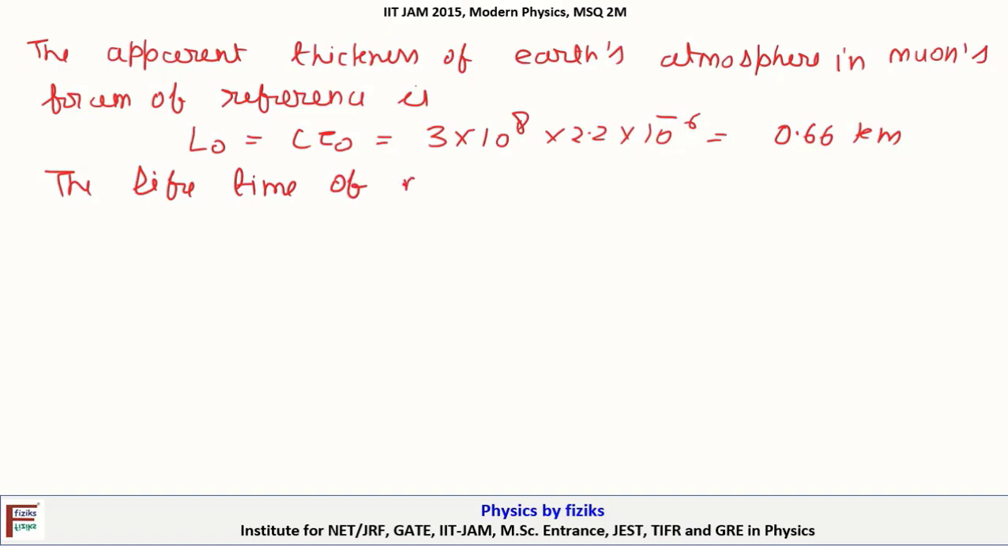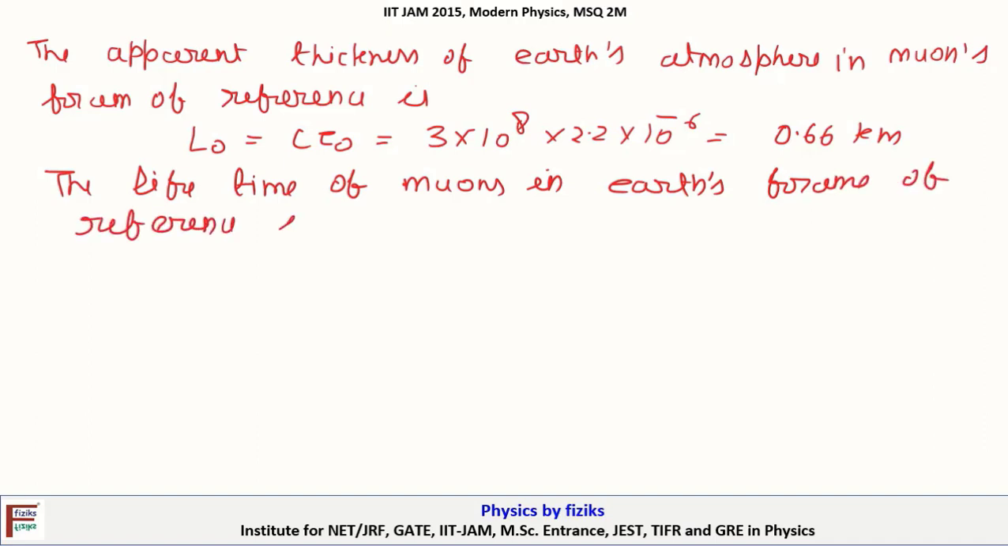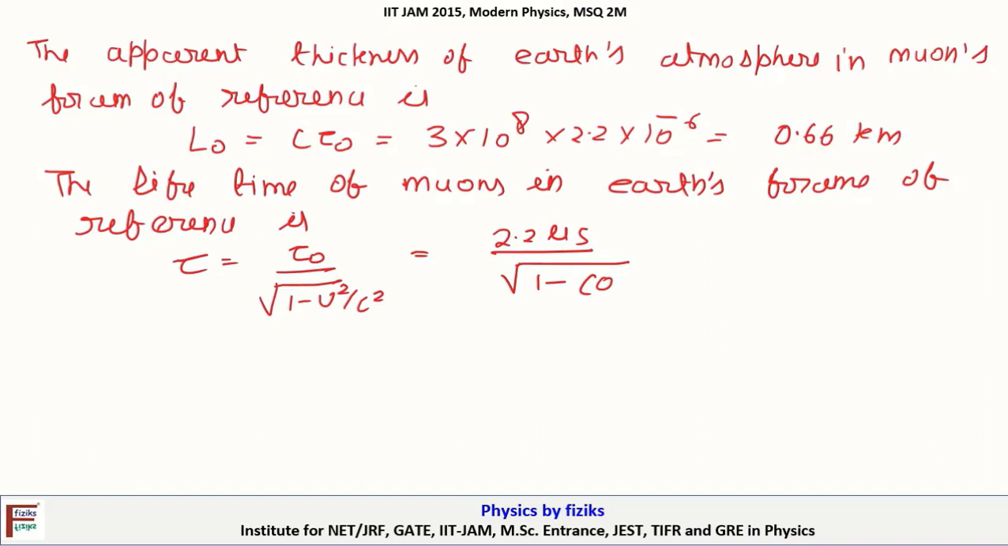The lifetime of muons in Earth's frame of reference is tau equals tau naught divided by root of 1 minus v square by c square, that is 2.2 microseconds divided by root of 1 minus 0.998 square, which equals 34.8 microseconds.